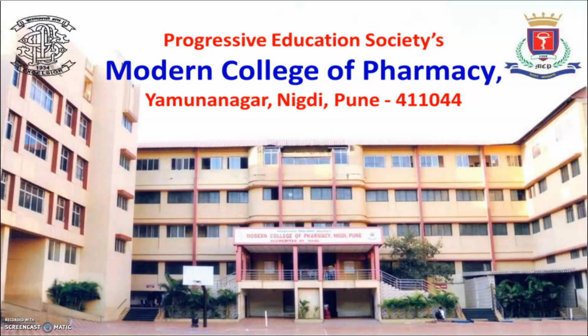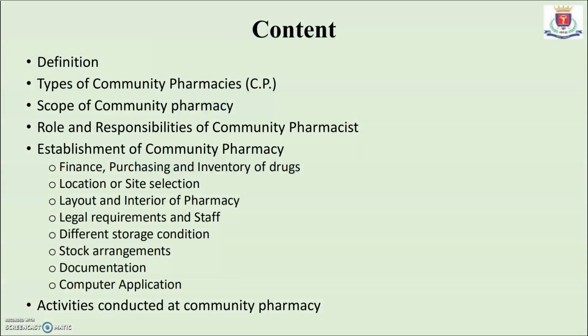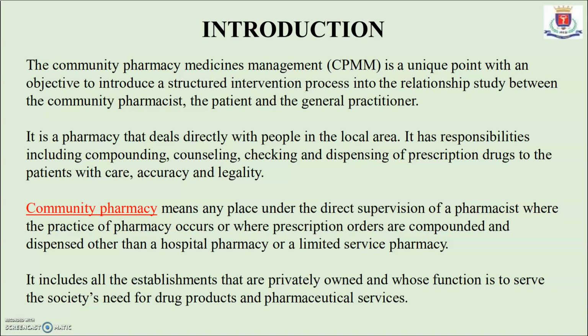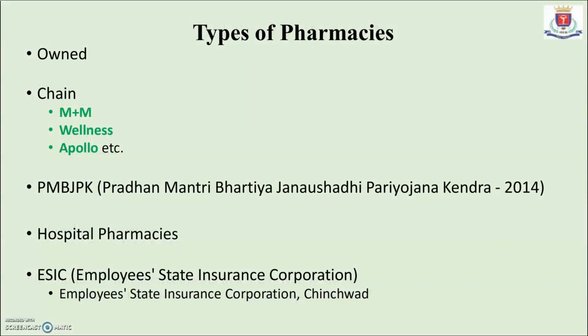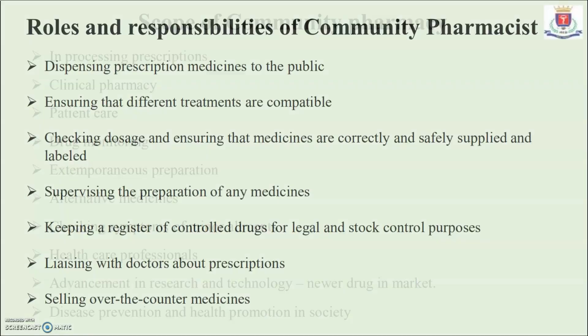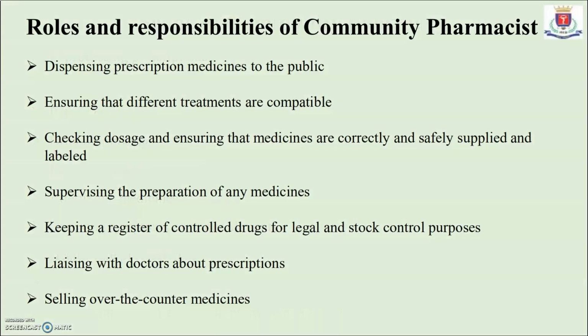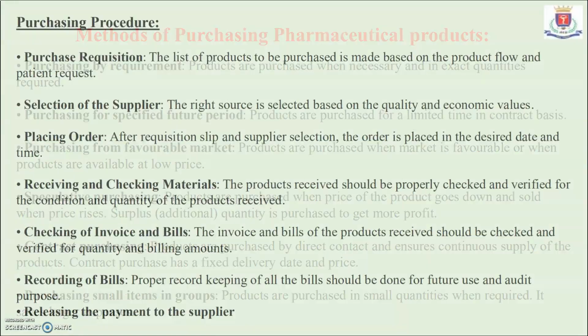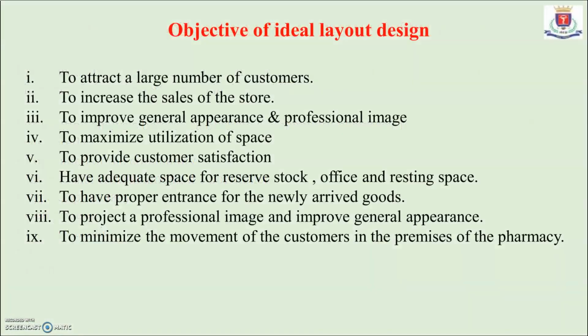So we'll continue with the same chapter as we have seen in the last video: the content, learning outcomes, introduction of Community Pharmacy Management, the different types of pharmacies, scope of community pharmacy, roles and responsibility of community pharmacist, and establishment of community pharmacy, the various parameters. So we have seen in the last video financing, purchasing, inventory of drugs, location or site selection. In this video we will start with the layout or interior of the community pharmacy.